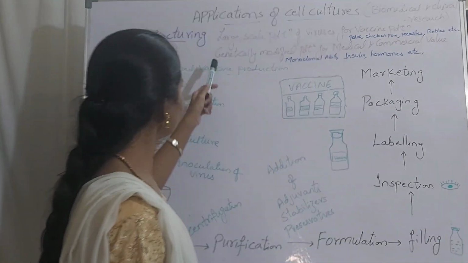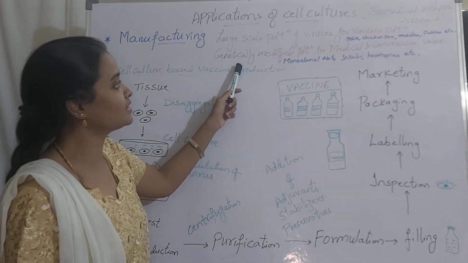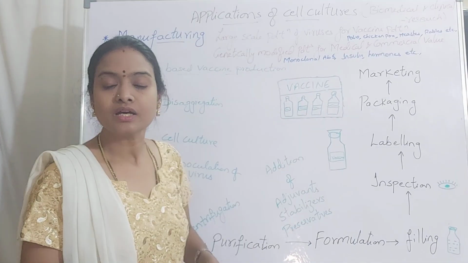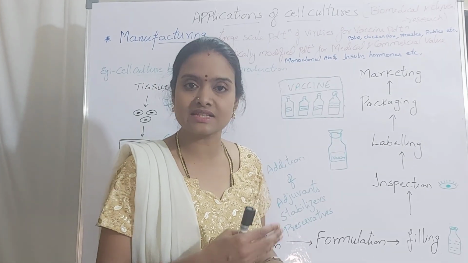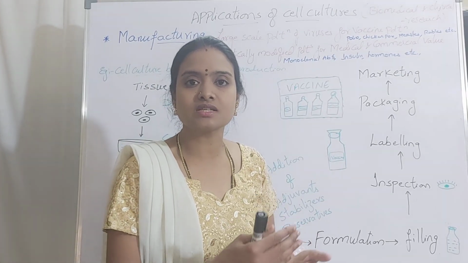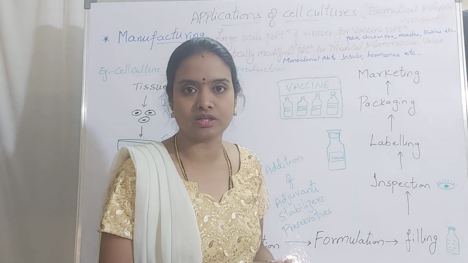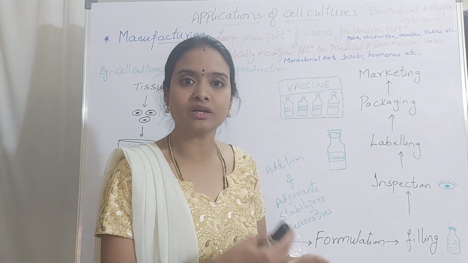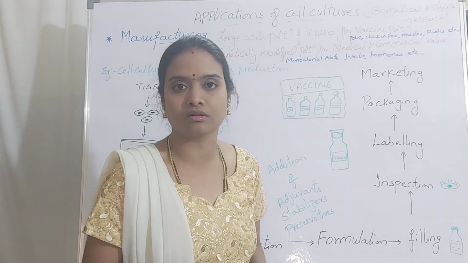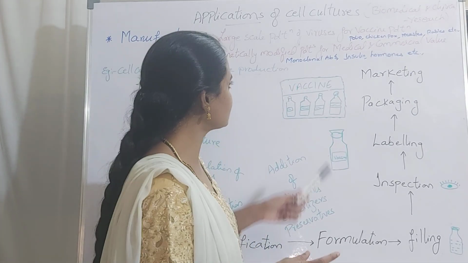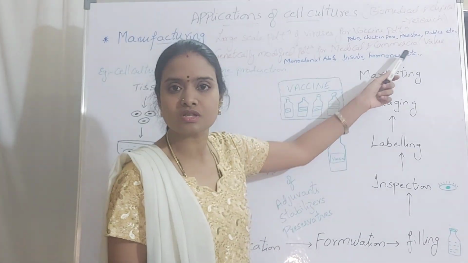In the same way, manufacturing can also involve genetically modified products. That means you are modifying the genome such that the cells produce certain products which do not exist naturally. You are modifying the genome and allowing the organism to produce that particular protein of interest. Examples are monoclonal antibodies, insulin, hormones, etc.